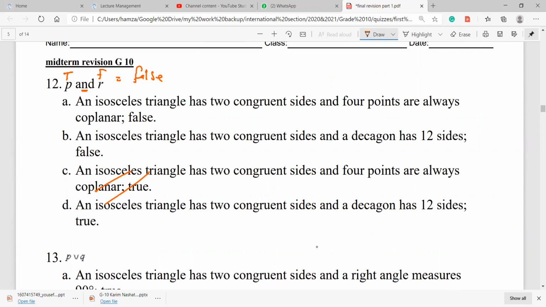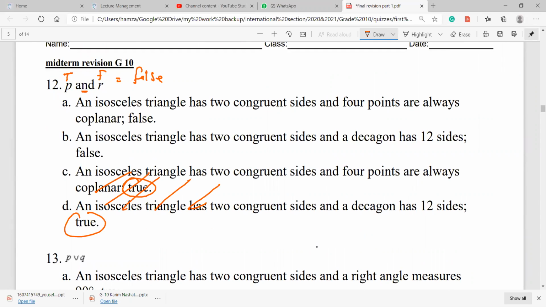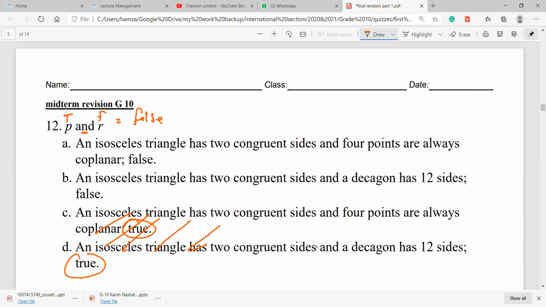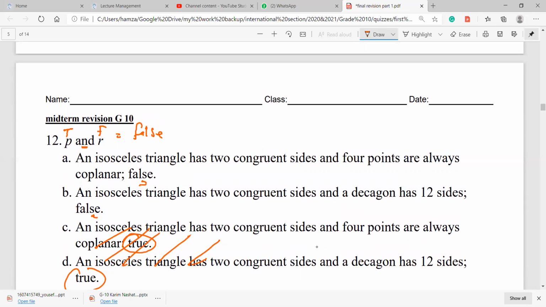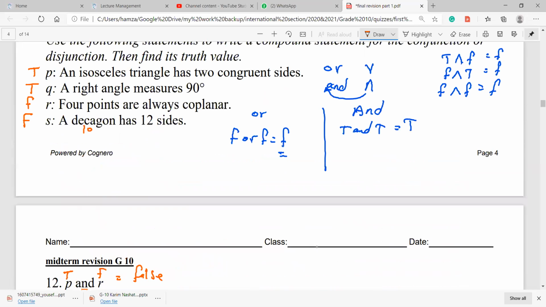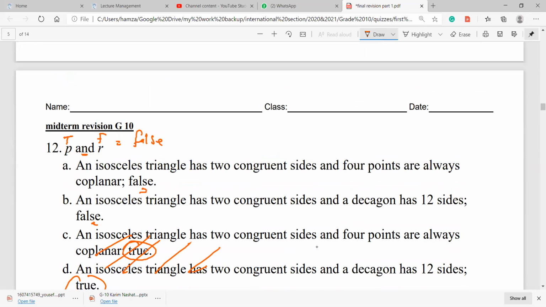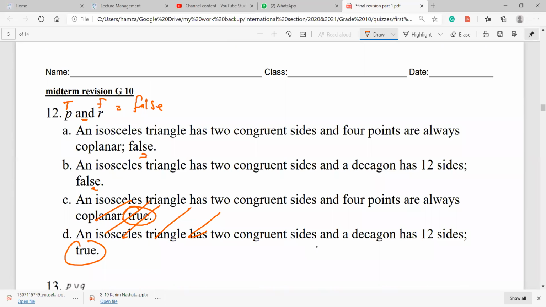So we will eliminate the last two statements, because they tell me they are true. But the truth value for this statement will be false. So one of these is true. How can I discover which one? Let's join between them. B is isosceles and R is 4 points. An isosceles triangle has two congruent sides and 4 points are always coplanar.